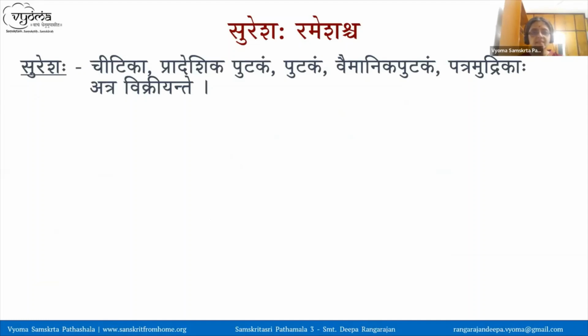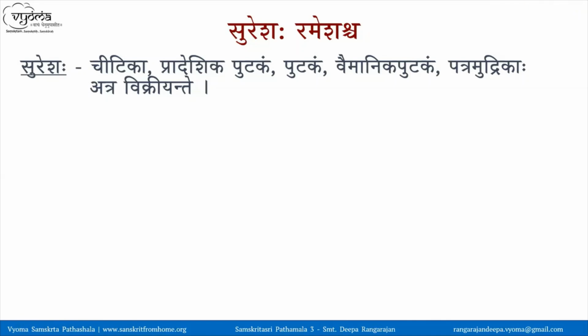Cheetika. The meanings of these words are given in the textbook, so if you have the textbook, you can refer to the meanings. Cheetika, Pradeshika Putakam, Vaimanika Putakam, Patra Mudrikaha, Atra Vikriyante. Cheetika is a letter. Postcard. Pradeshika Putakam, inland letter, and then letters.